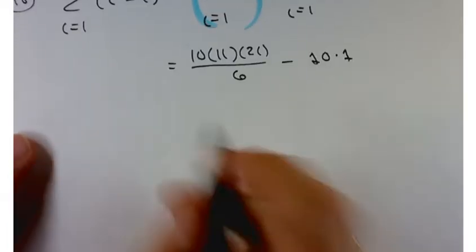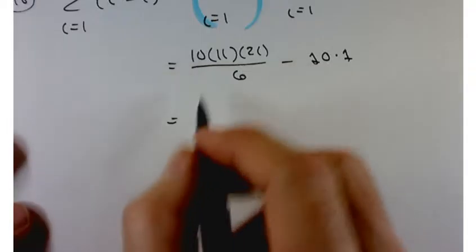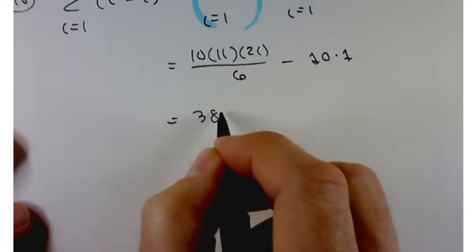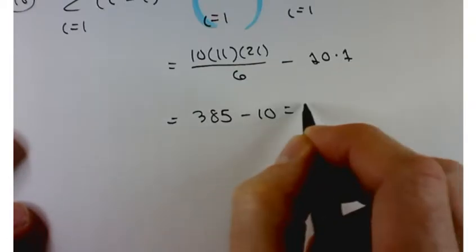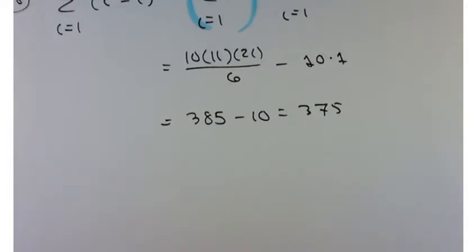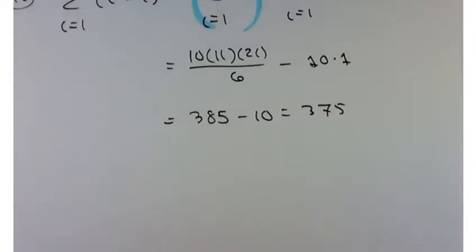So let's see, do some cancellation here. Cancel. So 385 minus 10 would be 375. Cool. Do you want one more of these? All right, let's do problem number 20 then.